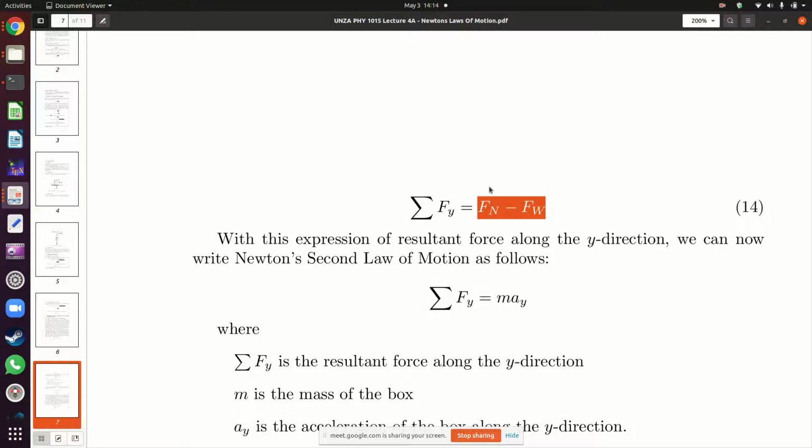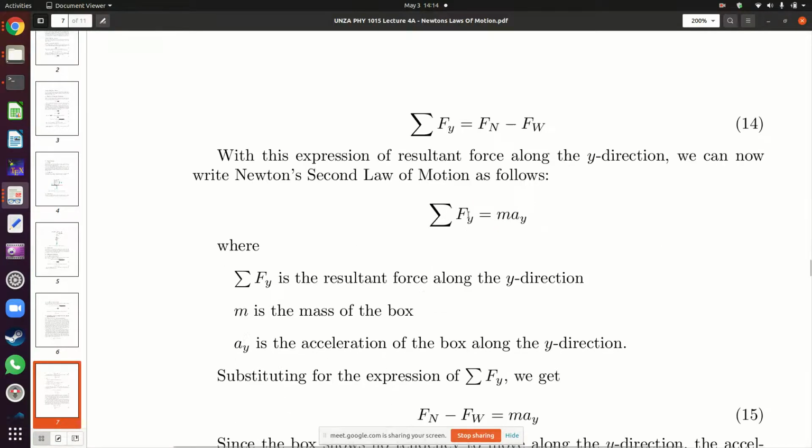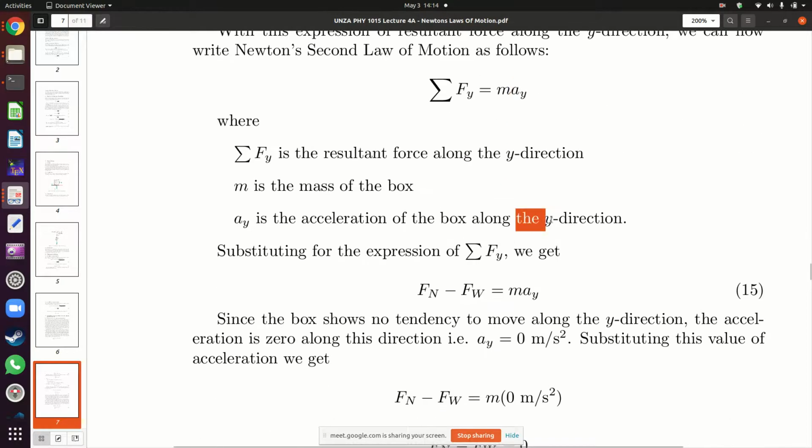Okay. So after we find the resultant force here, we next apply Newton's second law of motion along the y direction. Newton's second law of motion says that the resultant force is equal to the mass of an object multiplied by the acceleration of the object along that particular direction of interest. In our case, we are interested in the y direction. So this part here is the resultant force, which you have found as Fn minus Fw. Then this m is the mass of the box. Then this ay here is the acceleration of the box along the y direction.